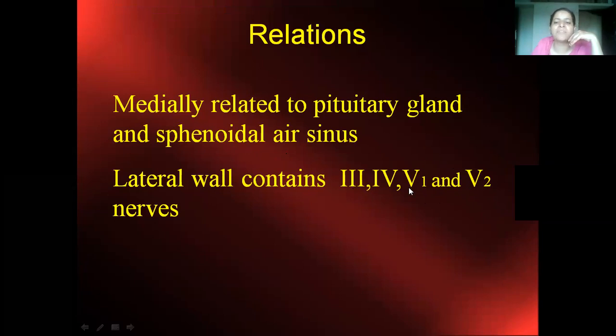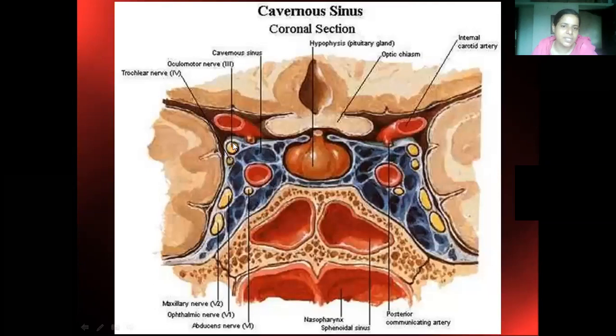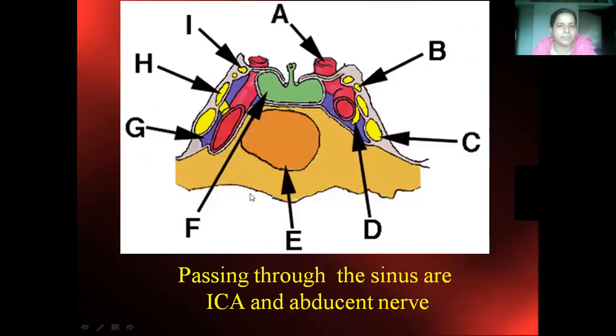This is Roman numeral 5-1 and 5-2, not V1, V2. 3, 4, 5-1, 5-2 are the nerves which we see on the lateral wall. Okay, oculomotor, third, fourth, fifth, ophthalmic and maxillary divisions of the fifth. More medially, we are finding the ophthalmic artery and the abducent nerve. Then in between, I told you we have this abducent nerve, internal carotid artery passing like this. Okay. Again, if you want to see, this is our pituitary gland resting in the middle.